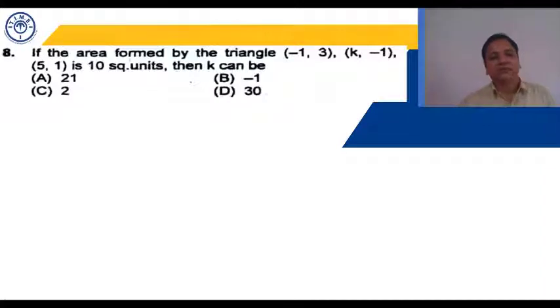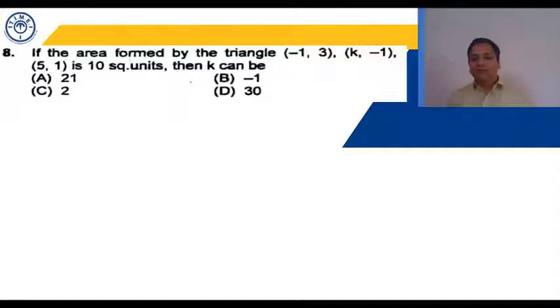Moving to question 8. If the area formed by the triangle minus 1, 3, first coordinate, k comma minus 1 and 5 comma 1 is 10 square units. What we had just learned just now, that whenever we take value of area from a question, we take both plus as well as minus, because triangle can be flipped in two directions. If there is a base and a coordinate is above, it may be below also.